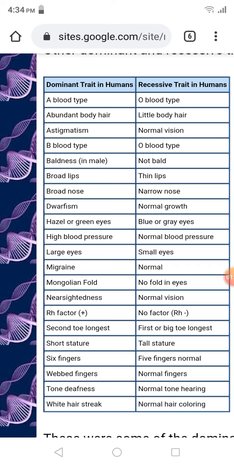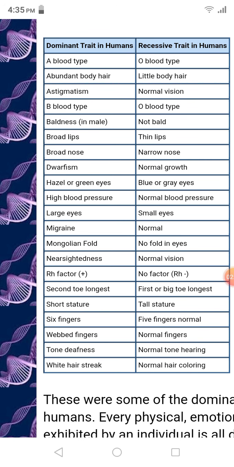A blood type, abundant body hair, astigmatism, that's dealing with the vision, B blood type, baldness in male, broad lips, broad nose, dwarfism, hazel or green eyes, high blood pressure, large eyes, migraine, Mongolian fold, nearsightedness, RH factor plus, second toe longest, short stature, six fingers, web fingers, tone deafness, white hair streak. Those are your dominant traits.